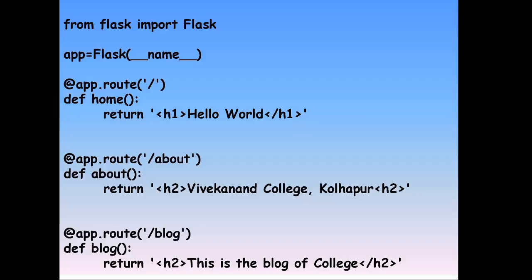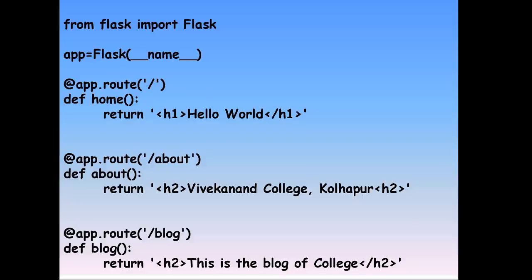Slash means home. Okay, so the home function is associated with the URL home and the text is hello world. So if we execute this URL, it gives you output hello world. Second is about. The second function is about and this function is associated with URL slash about. It means that if we execute the URL, the address slash about, it will give contents Vivekanand College Kolhapur and this text is embedded within the HTML tag H2, header 2.